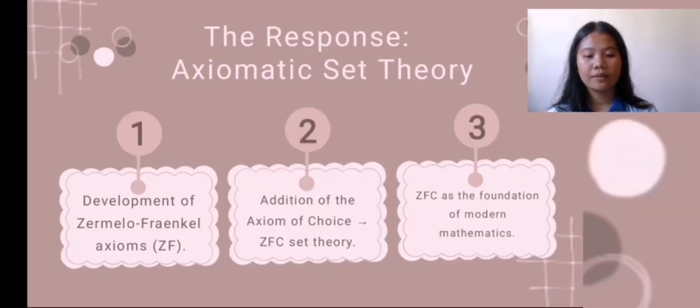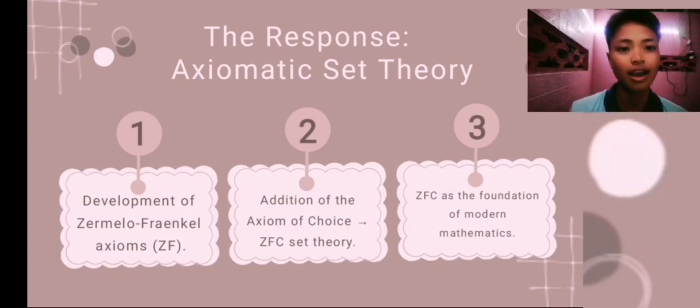Finally, let's talk about ZFC set theory, which is the foundation of modern mathematics. The Zermelo-Fraenkel axioms were developed to address fundamental problems, and later, the axiom of choice was added, creating ZFC. ZFC provides a consistent and reliable framework for mathematics. It has helped mathematicians define and analyze structures while avoiding contradictions, ensuring that the field continues to grow and evolve. And that's all for my part. My partner will continue our report.